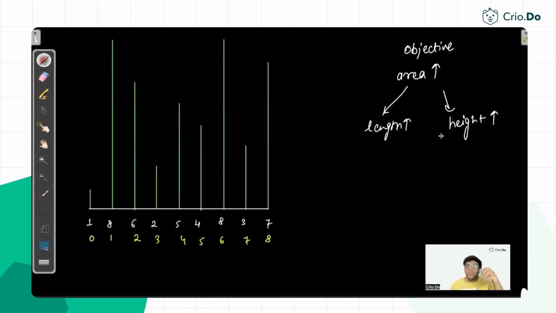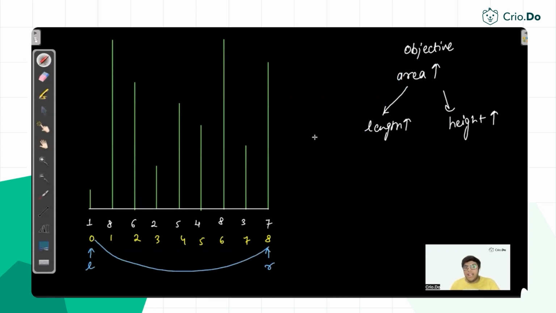Height is not in our control. Why? Because height is given in the array already. But what is in our control? It can be the length. What we can do is try to take the bars with the maximum distance apart. So initially, what will I assume? The left bar which I am taking is at the 0th index. The right bar which I am taking is at the 8th index. That is the two bars with the maximum distance. Why will it help me? If I take the maximum distance, the area will increase.